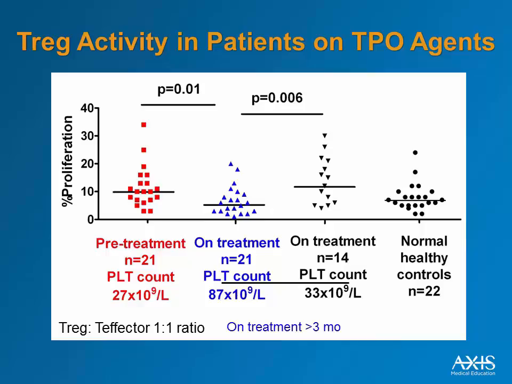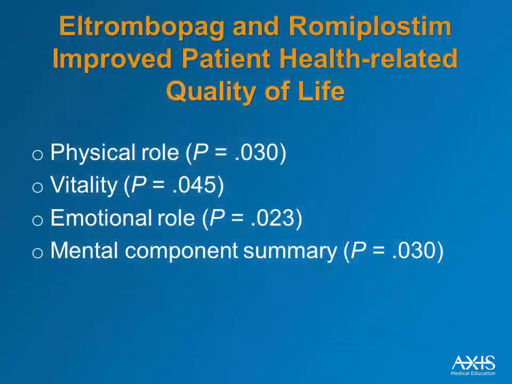Another suggested one has been a shift in expression of which Fc receptors are used. Finally, both L-Thrombopag and Romoplastin seem to improve patient health-related quality of life, especially fatigue, vitality, and physical issues, and alleviation of depression not shown on this slide.